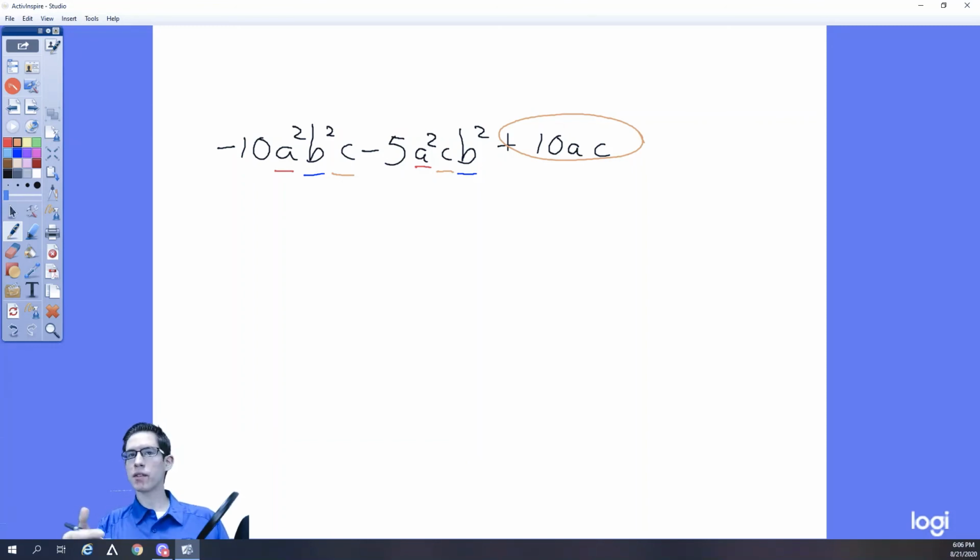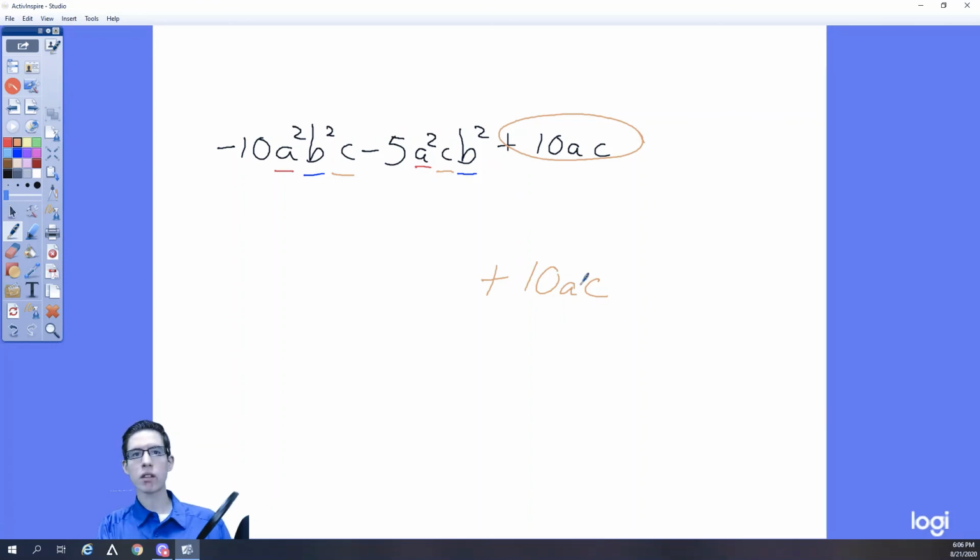So what happens if I've got two terms that can be combined and a third term that doesn't really fit? Well, we combine the terms we can, and we just copy down the term we can't. So I'm just going to move this one straight down, plus 10ac. Can't be combined with anything, so we leave it alone. We're just going to copy it. What about the other one, though?